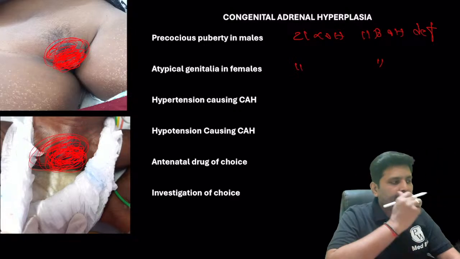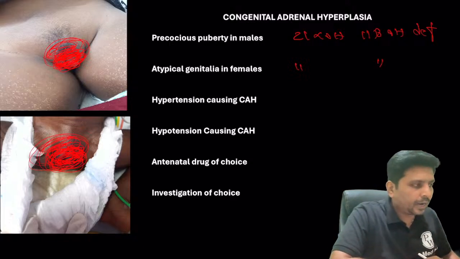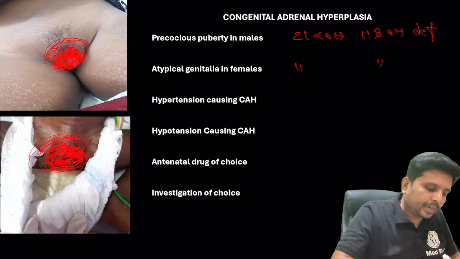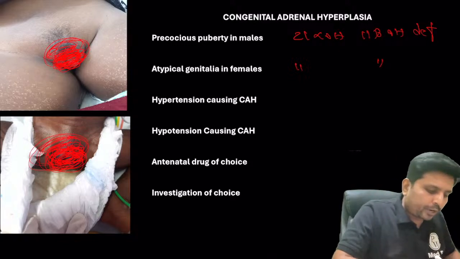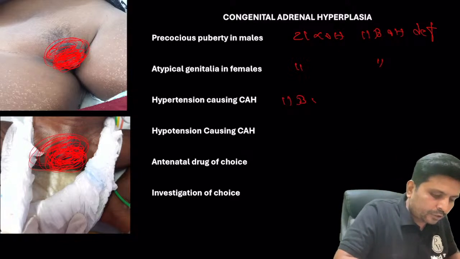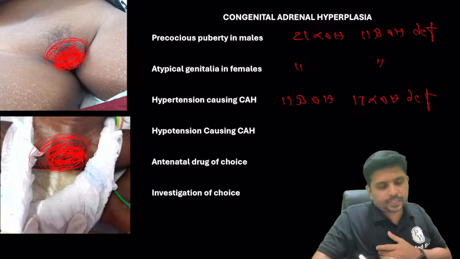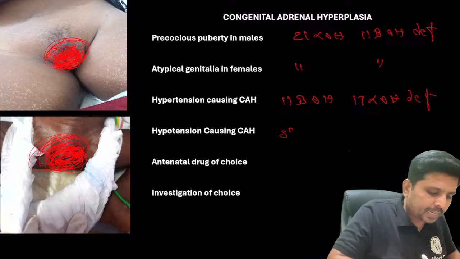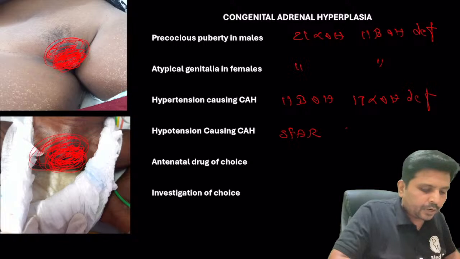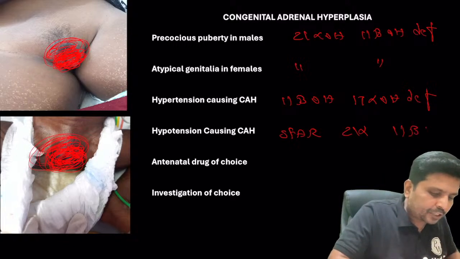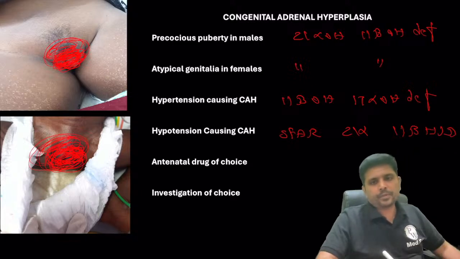Hypertension causing congenital adrenal hyperplasia are, one is 11 beta hydroxylase deficiency, another is 17 alpha hydroxylase deficiency. Hypotension causing congenital adrenal hyperplasia are StAR protein deficiency, 21 alpha hydroxylase deficiency, and 11 beta HSD deficiency.